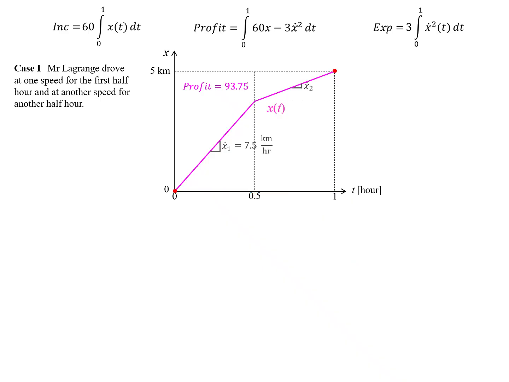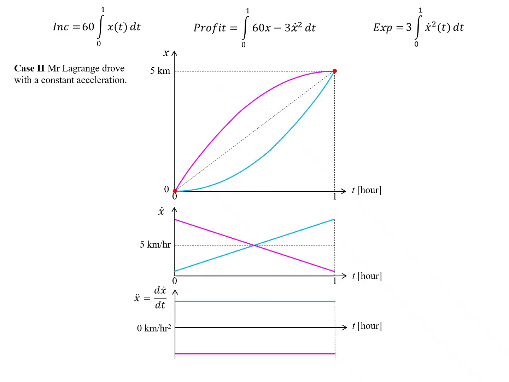Note that x1 dot equals 7.5 kilometers per hour and x2 dot equals 2.5 kilometers per hour. So the velocity in the first half is 3 times higher than the second half. We will come back to this special case a bit later, but for now, let's move on to another special case. Special case 2, Mr. Lagrange drove with constant acceleration.